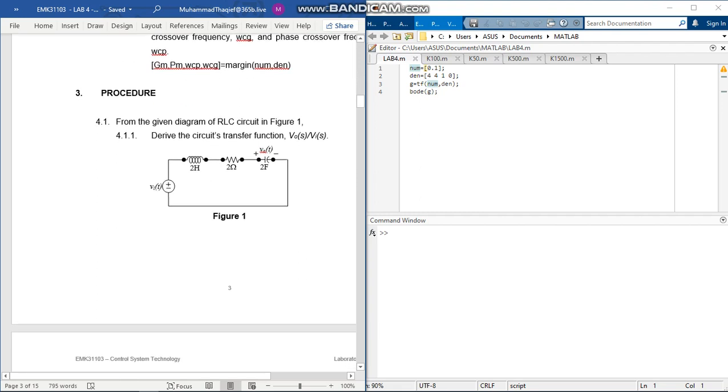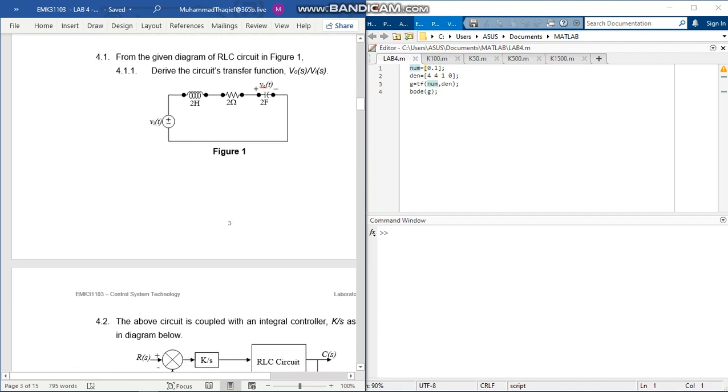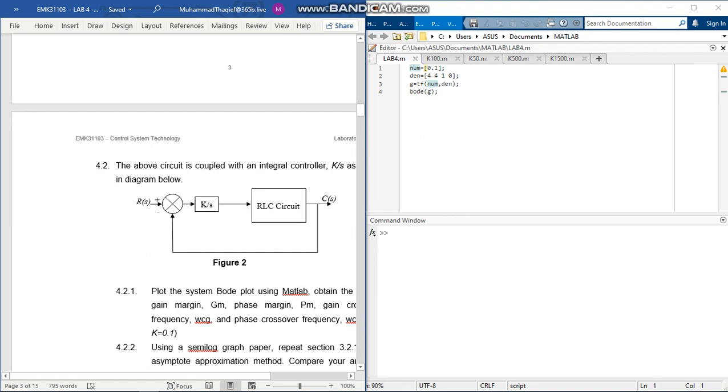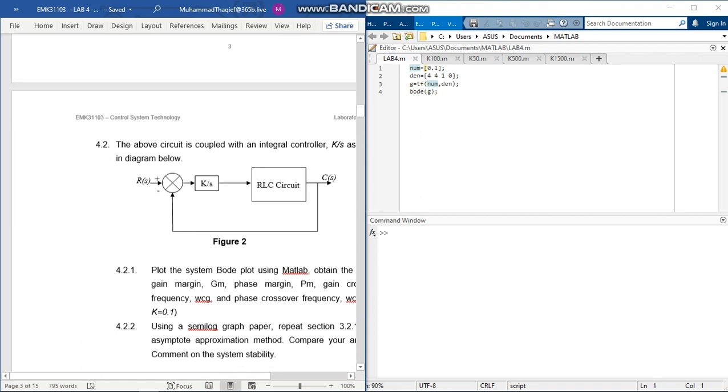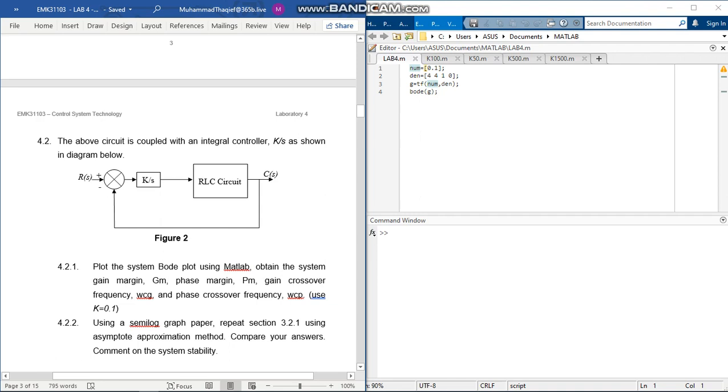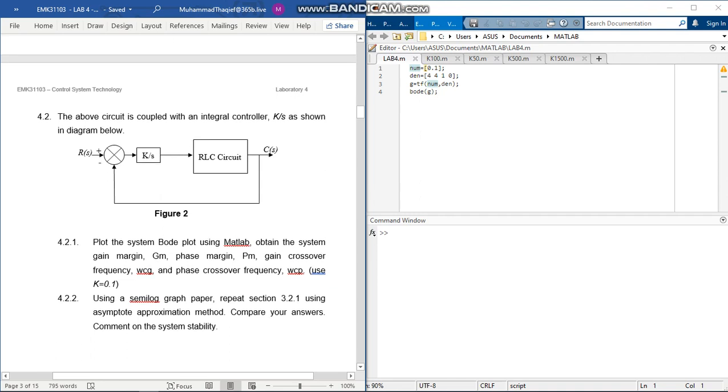In 4.1.1, we need to derive or determine the circuit transfer function for the RLC circuit, and after we are done deriving the circuit transfer function, we need to cascade the RLC circuit with this K, which is given. We need to use K equal to 0.1. Then we plot the system Bode plot using MATLAB, and obtain the system gain margin, phase margin, gain crossover frequency, and phase crossover frequency.